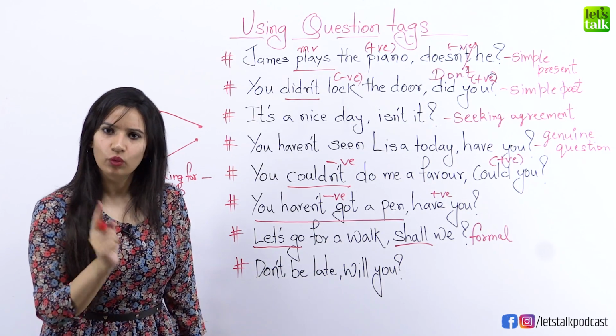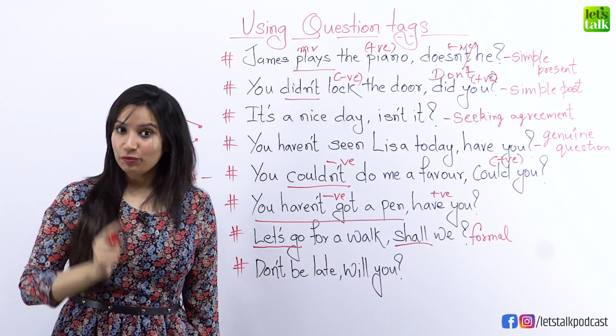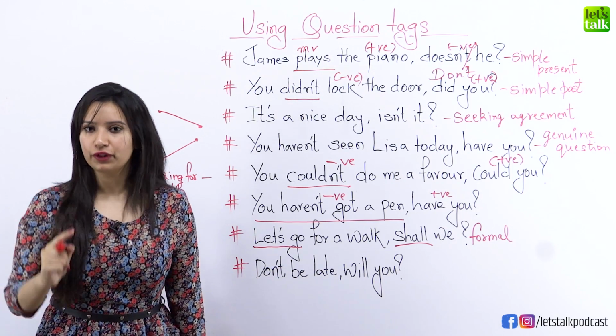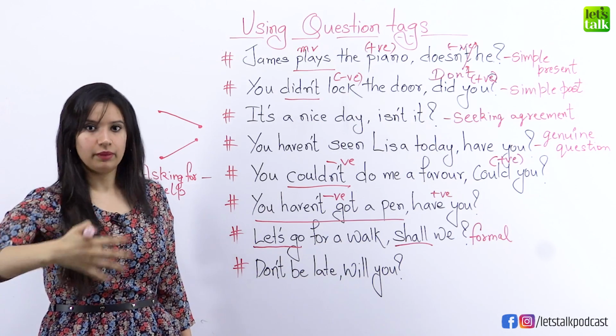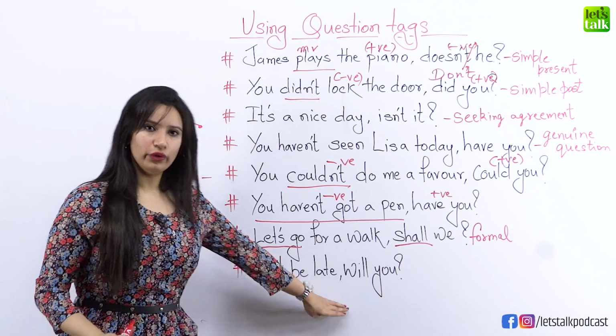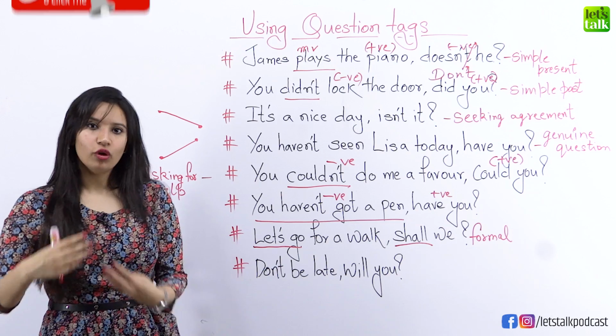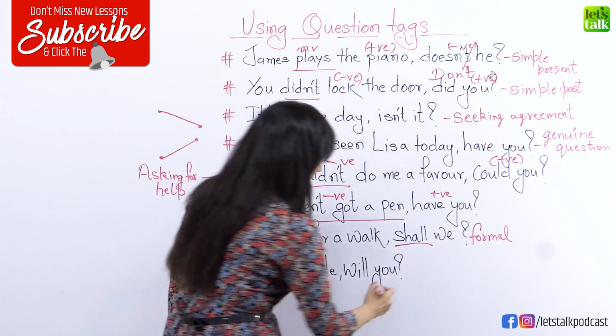Don't be late, will you? Here again, we are talking to someone about the future. So we are asking somebody to not be late in the future, maybe in the near future. But we say will you because it's an informal way of saying it.